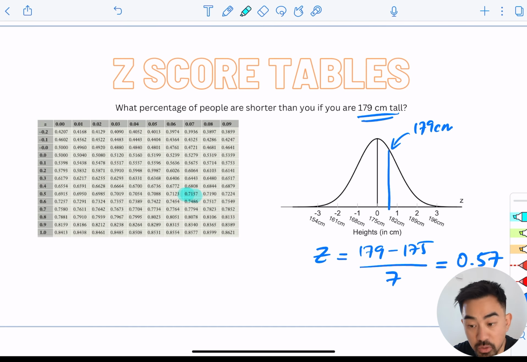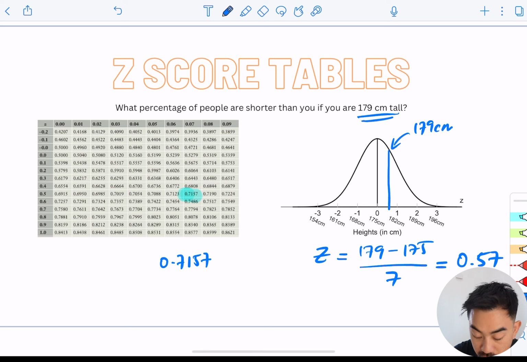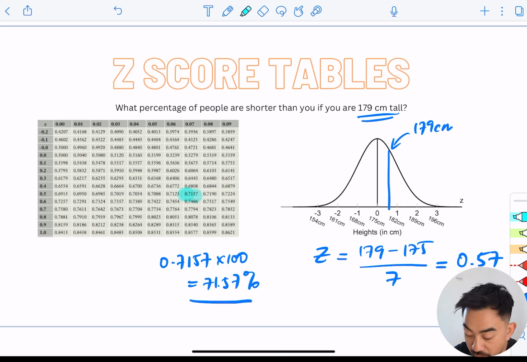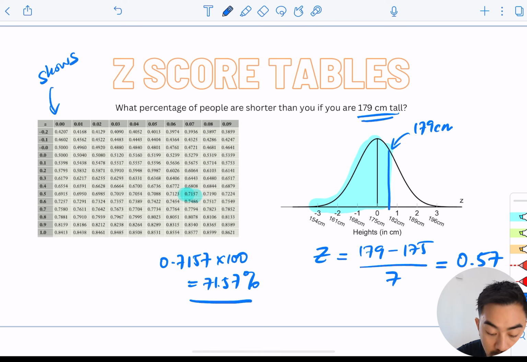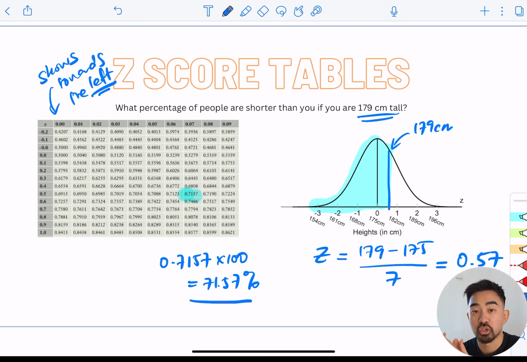Okay, so what does that mean? What the z-score table tells us is 0.7157 as a percentage times 100 is 71.57%. So what that is telling us is, in this population, if you're 179 centimeters tall, there are going to be 71.57% of people shorter than you. Because the z-score table always shows towards the left. So just remember that, that's super important. The z-score table is always going to show towards the left. So to answer this question, there are going to be 71.57% of people shorter than you.